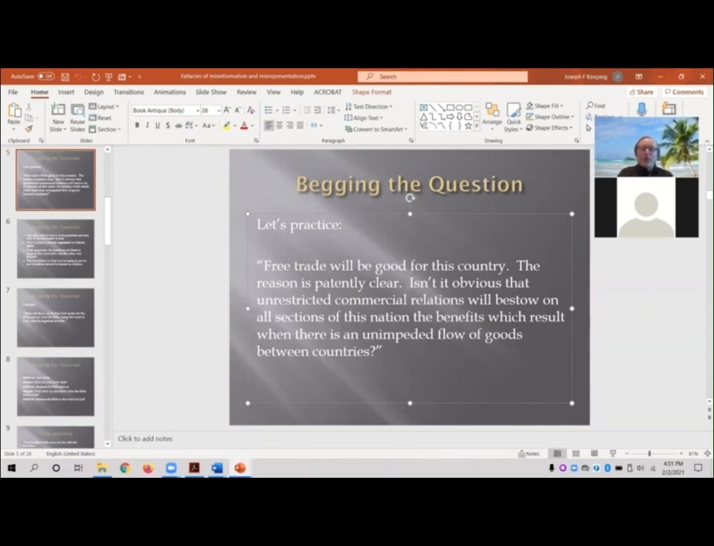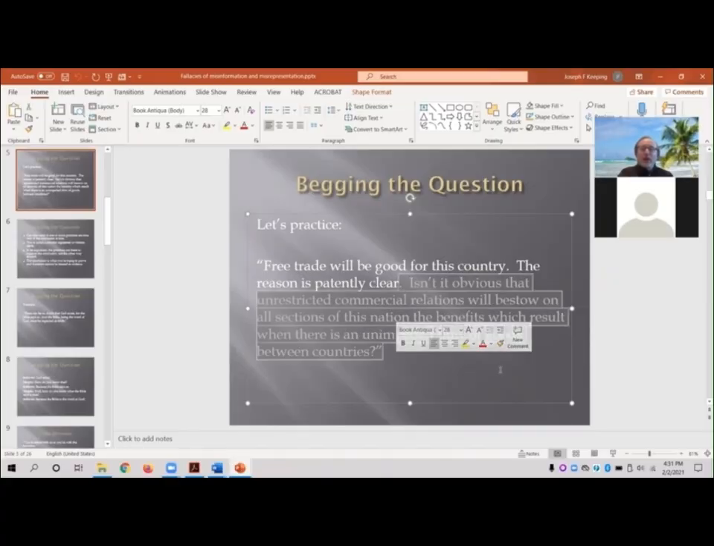It's just repeating the conclusion again using different words and fancier words in the hope that they will be able to fool you. So you detect begging the question by seeing if you can rephrase premises so that they're just saying the same thing as the conclusion.